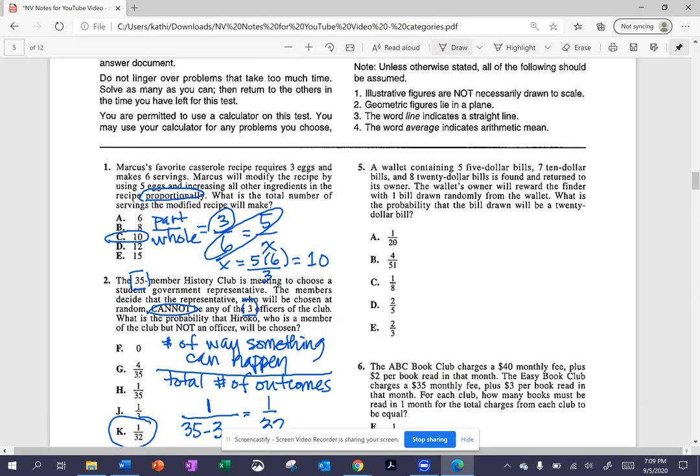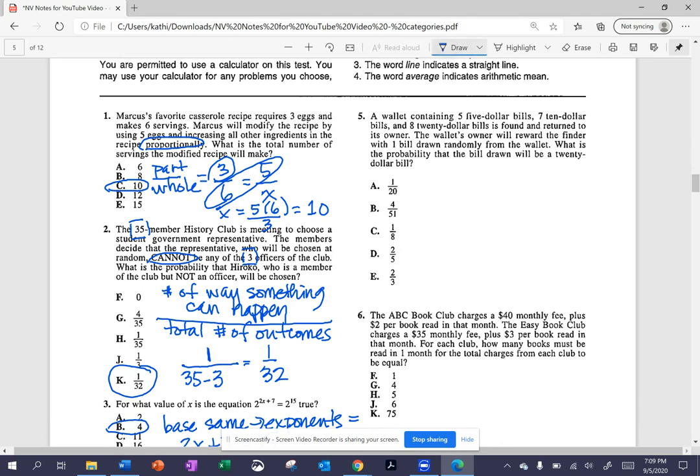All right, let's try number 5. A wallet containing 5 $5 bills, 7 $10 bills, and 8 $20 bills is found and returned to its owner. The wallet's owner will reward the finder with 1 bill drawn randomly from the wallet. What is the probability that the bill drawn will be a $20 bill?